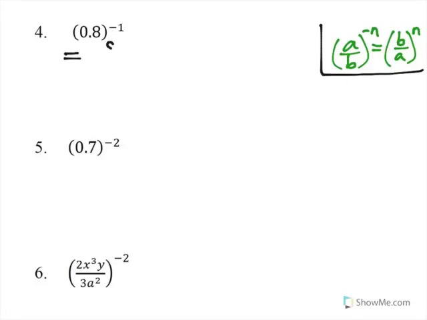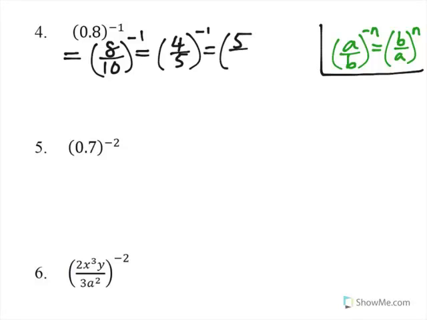Well, 0.8 is 8/10 to the power of negative 1. And you can go ahead and turn the fraction upside down now if you wish. Or if you want to, you can simplify the fraction first, because 8/10 is 4/5 to the negative 1. Now if you turn the fraction upside down, you get 5 over 4 to the 1, which is 5 over 4. And if you want it as a mixed number, it's 1 1/4.